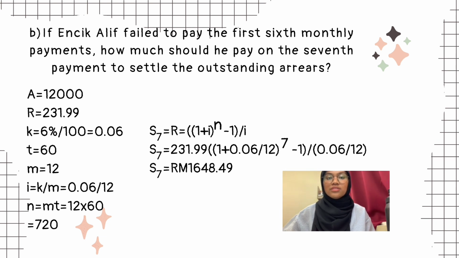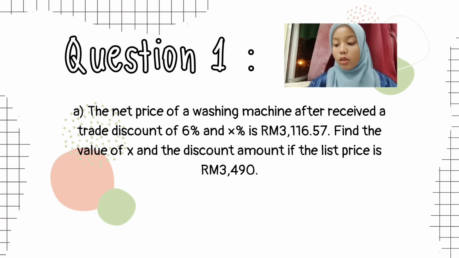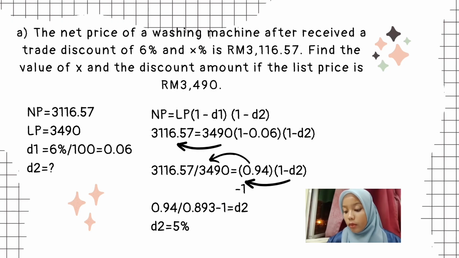So the final answer is RM1,648.49. For part B, question A: the net price of a washing machine after receiving a trade discount of 6% and x% is RM3,116.57. Find the value of x and the discount amount if the list price is RM3,490. So we have to look for the info in the question.